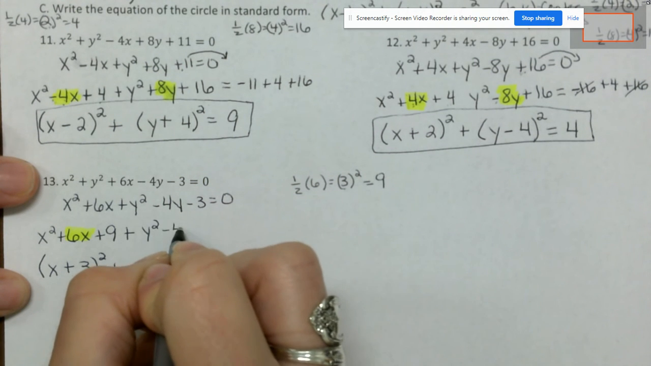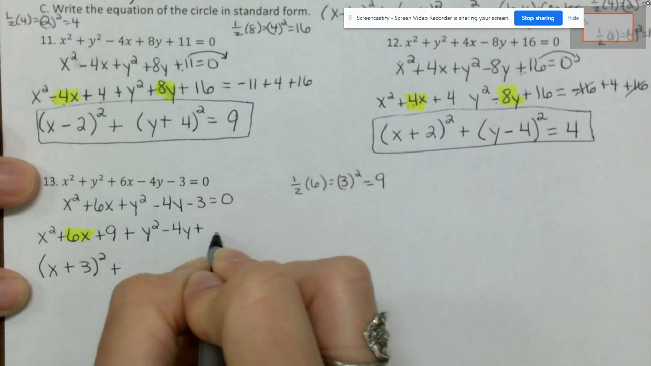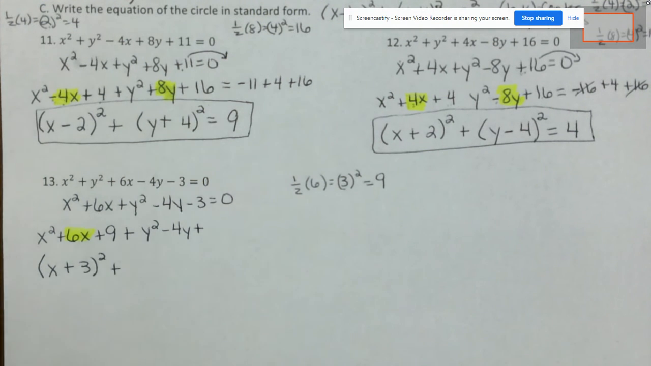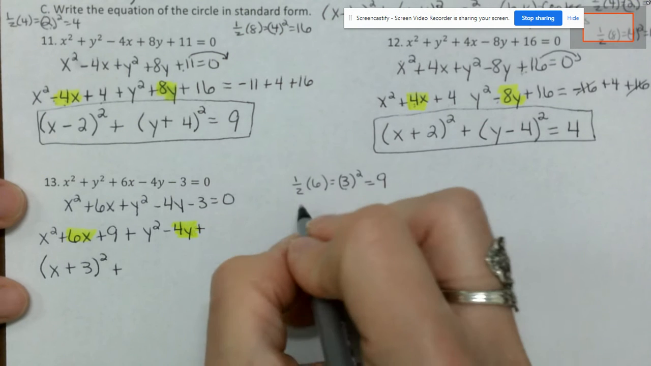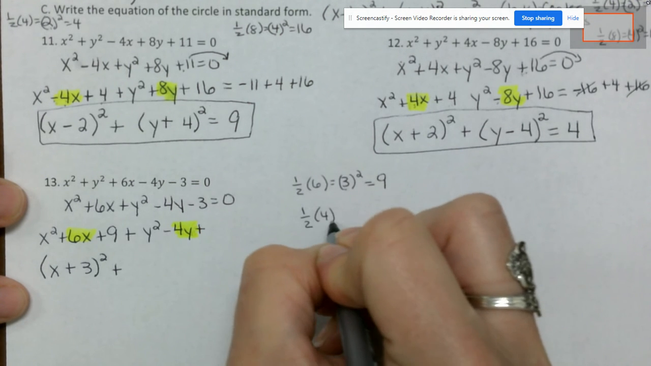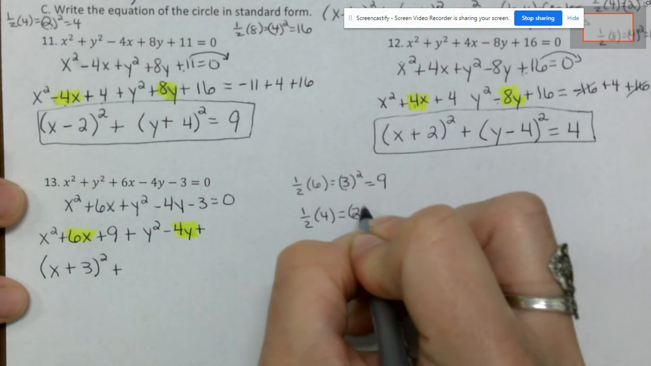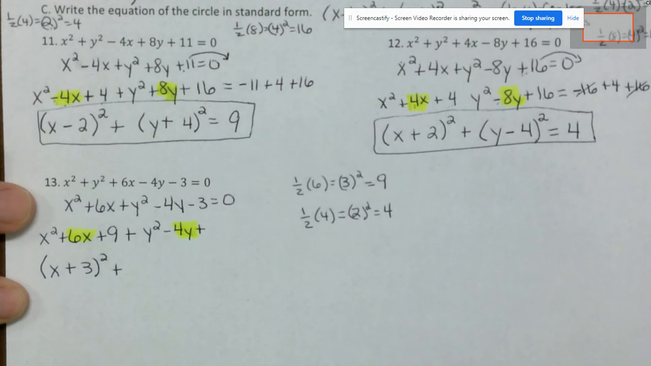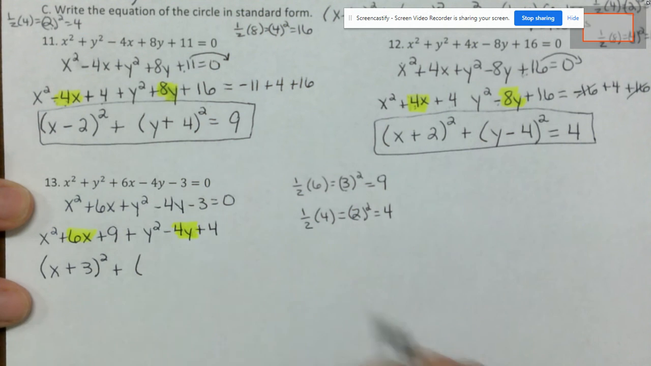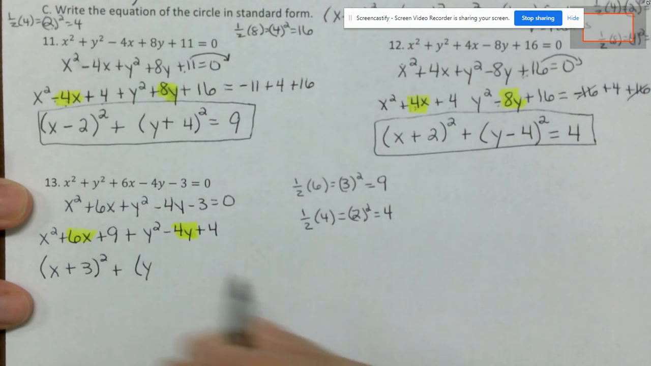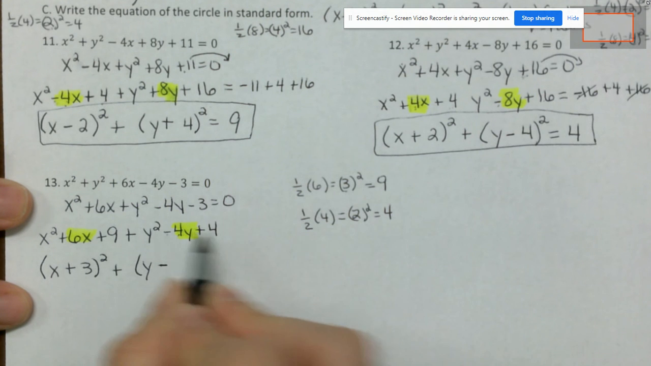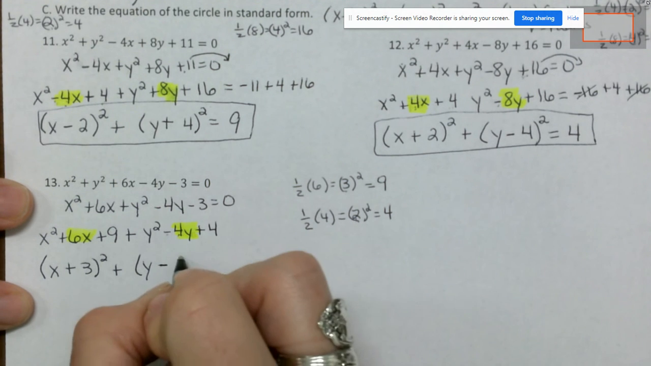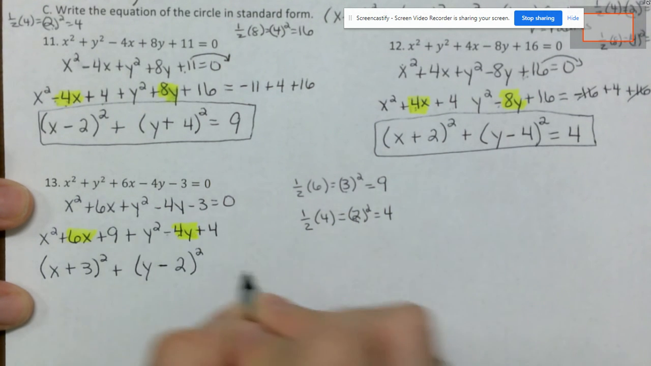Y squared minus 4y plus what? Okay, this time we're looking at this negative 4y. So we're going to take half of 4, which is 2, square it, and that is 4. So we're adding 4. Okay, to factor that, it's y, and then you have a minus here, so this is going to be minus. Half of 4 was 2, so this is going to be a 2, and then you square it.